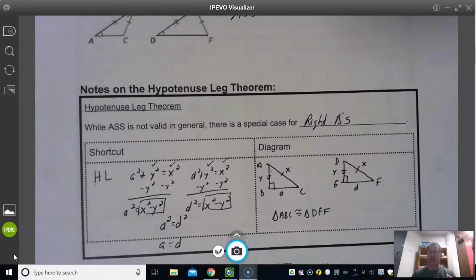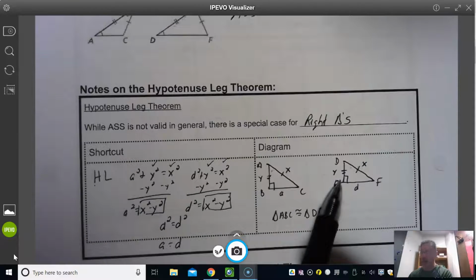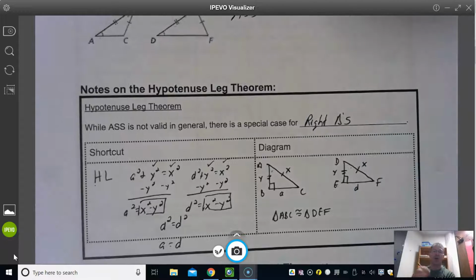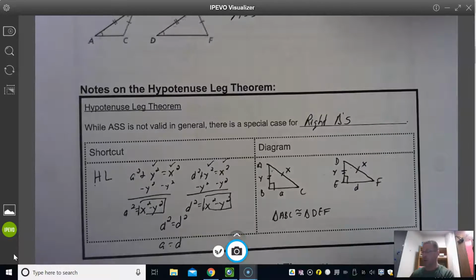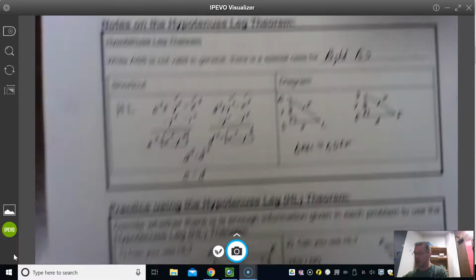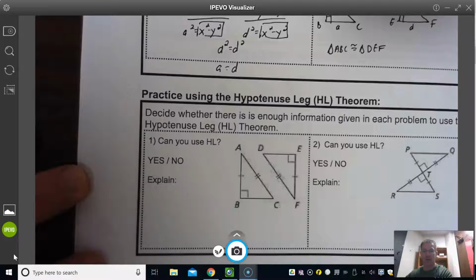So once again, it's only for right triangles. So if we don't see that right angle symbol, right, we can't use hypotenuse leg. We have to use one of our other four shortcuts that we discussed in our prior lesson. So let's look down here at problems 1 and 2 here.